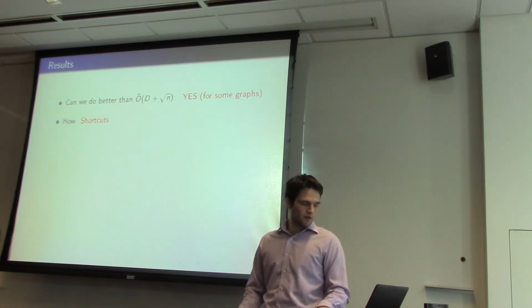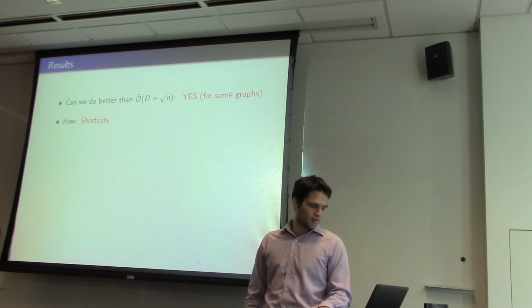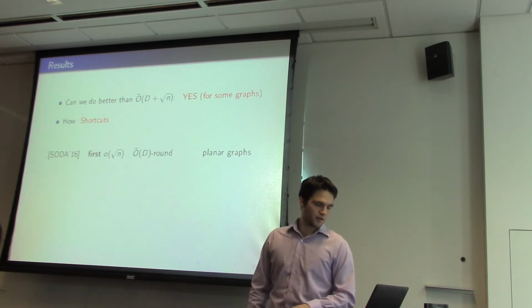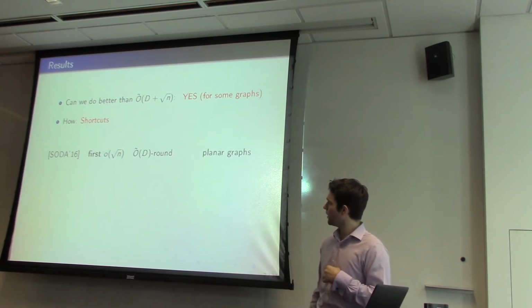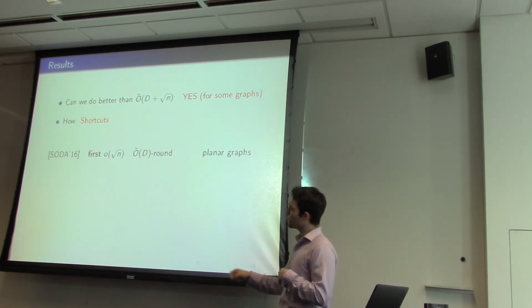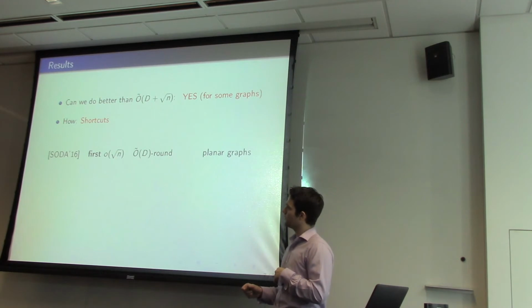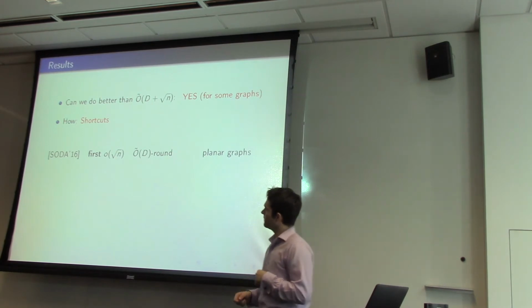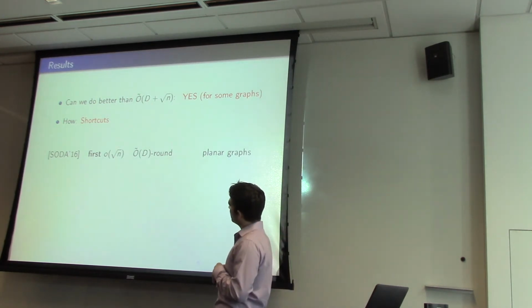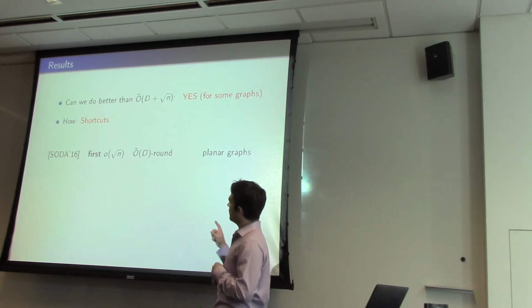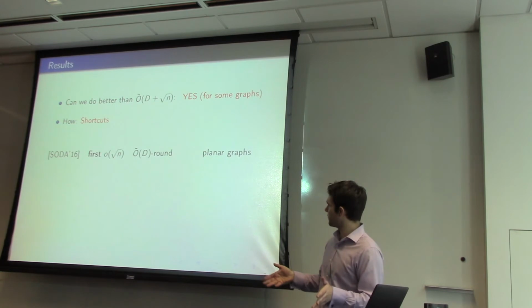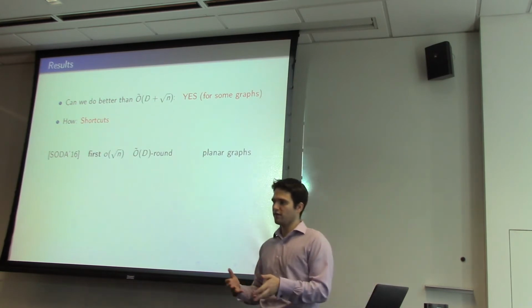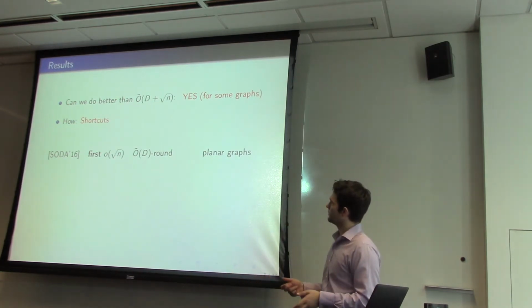And to give a brief history of how shortcuts came to be, they first appeared in 2016 in SODA, and it was the first paper that ever went below the square root n lower bound for any problem. And it proved that you can solve the MST on planar graphs in order D rounds, which is perfect. This is basically exactly what we need. We want to solve it in D rounds.